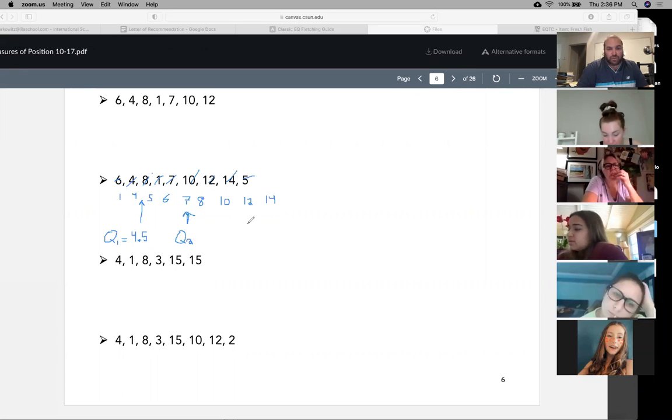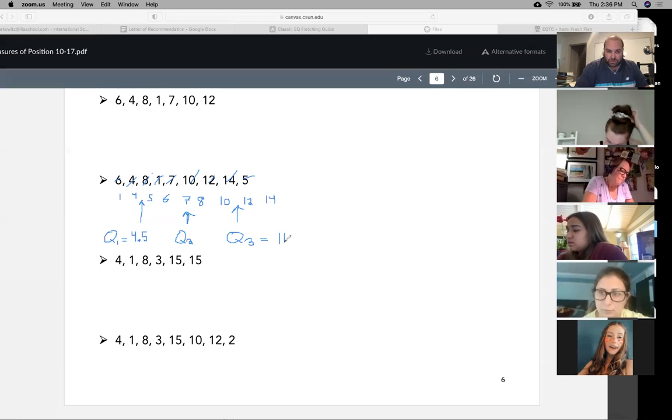Now let's find Q3 in the same situation. 11. So Q3 would be the average of 10 and 12, so Q3 would be 11. Right? Because there's 4 numbers, you look at the 2 in the middle, 10 and 12. You add them and you divide by 2. Do we agree? Yes. Agree. Okay. Go ahead and do the next one, please.